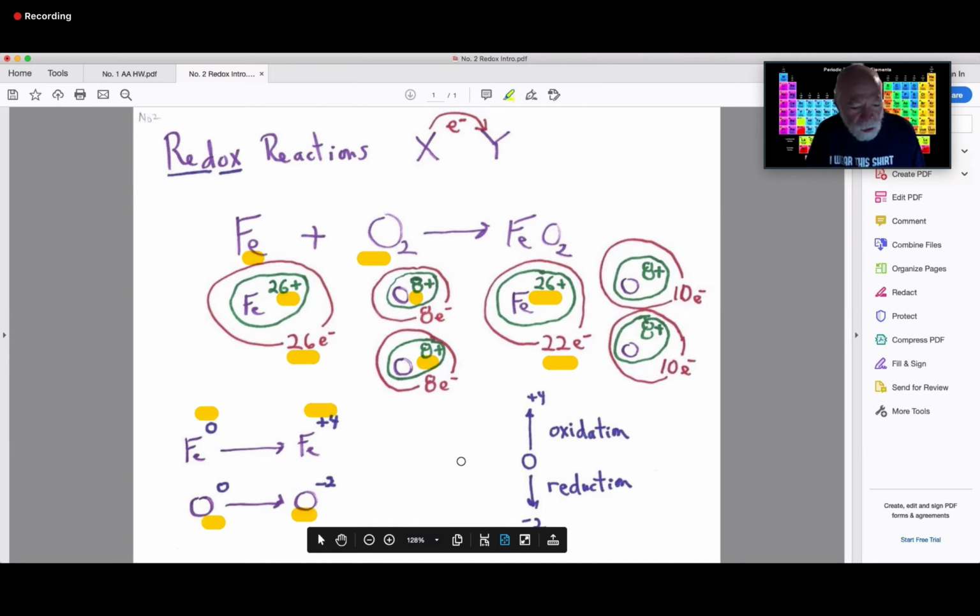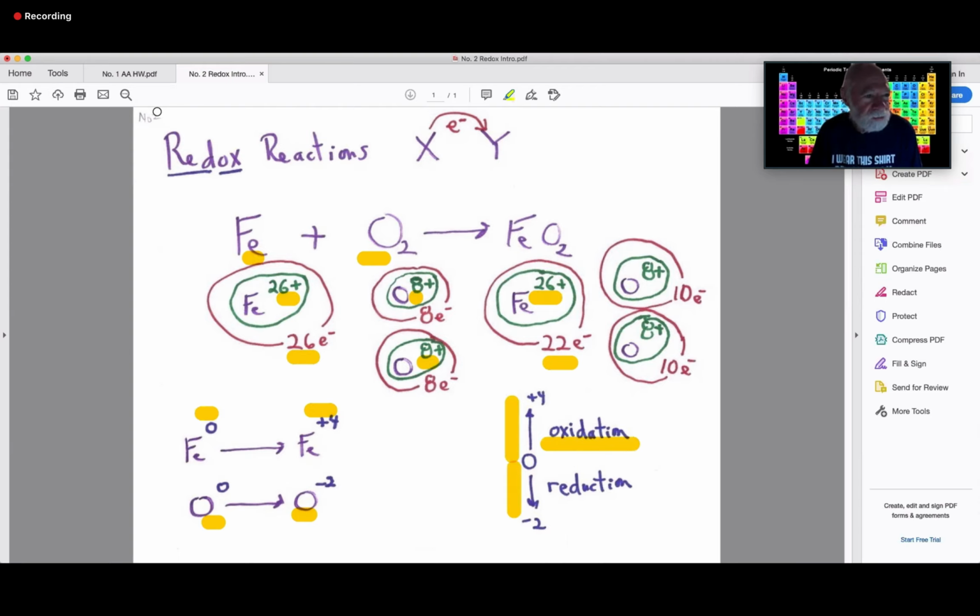Now, here's how the terminology works. Look at the line scale on the right-hand side. When an element goes up in state, we call that oxidation. So the iron went from 0 to plus 4. You don't care what the actual numbers are, it's just the direction that counts. So it's going upward, that's oxidation. Now here's the one that always made sense to me. If an element goes down in state, it's reduced in state, that is called reduction. Now historically, you might think the word oxidation has something to do with oxygen, and it does. We'll talk about that later. But here's how the terminology works.